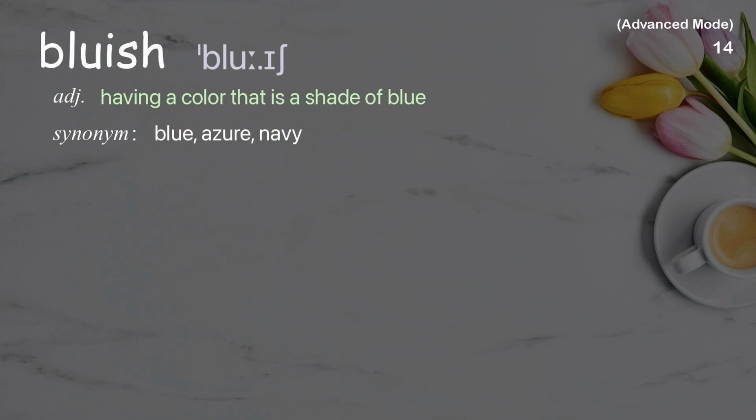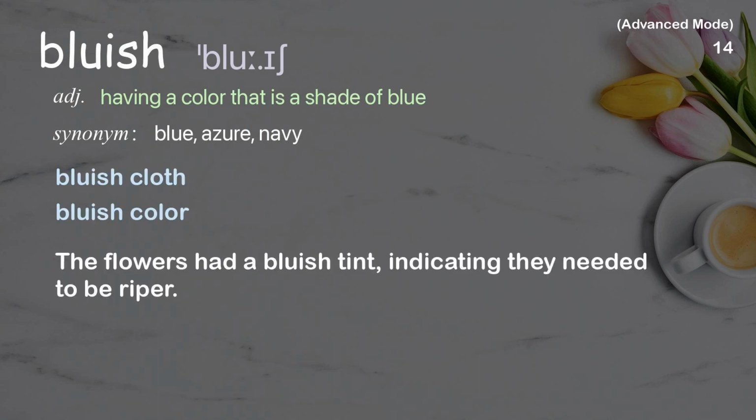Bluish. Having a color that is a shade of blue. Examples: Bluish cloth. Bluish color. The flowers had a bluish tint, indicating they needed to be riper.